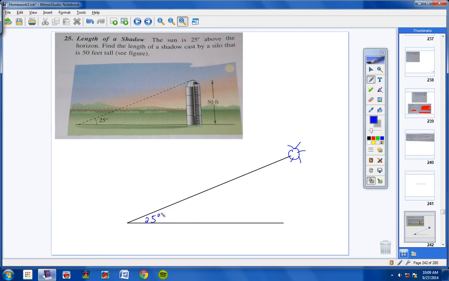Now let's go ahead and put the silo right here. Okay, so there's our silo, and let's see what else it says. The sun is 25 degrees above the horizon. Find the length of the shadow cast by a silo that's 50 feet tall. Now, students, understand the silo here is 50 feet tall. But listen, the sun is going to hit the silo this way, and the shadow is going to be formed on the ground right here.